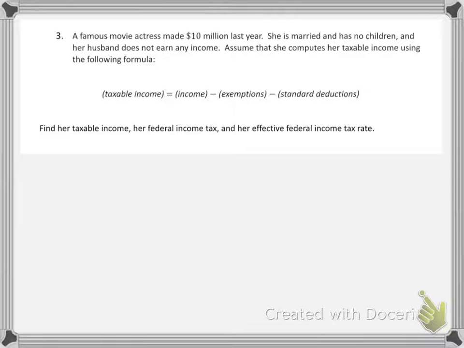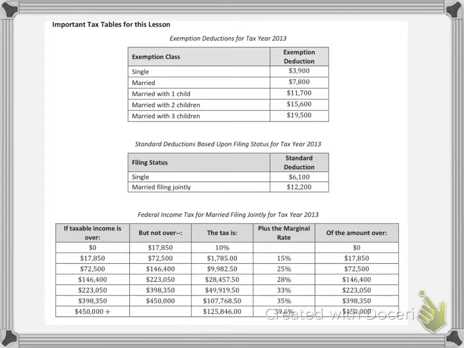A famous movie actress made $10 million last year. She's married and has no children, and her husband does not earn any income. Assume that she computes her tax income using the following formula. The taxable income is something that we need so we can figure out how much tax she owes, and it comes from this table. So we have to find the taxable income first.